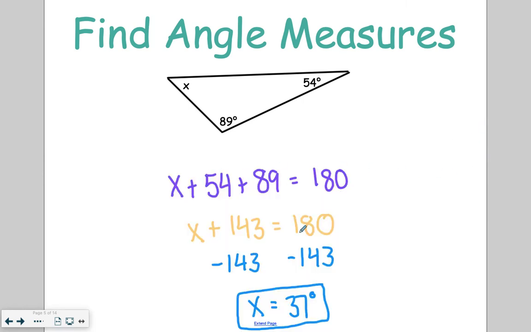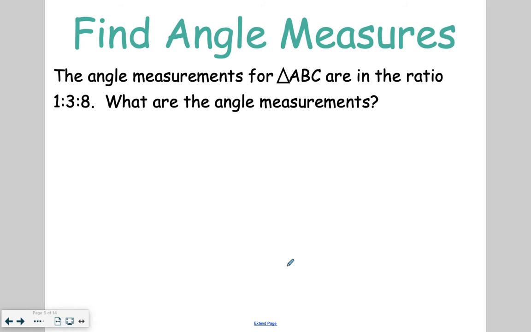So you add it up, minus 143, you get an answer of angle x is equal to 37 degrees. We can also use the ideas of ratios to help us find angle measurements. So the angle measurements for triangle ABC are in ratio 1 to 3 to 8. What are the angle measurements?